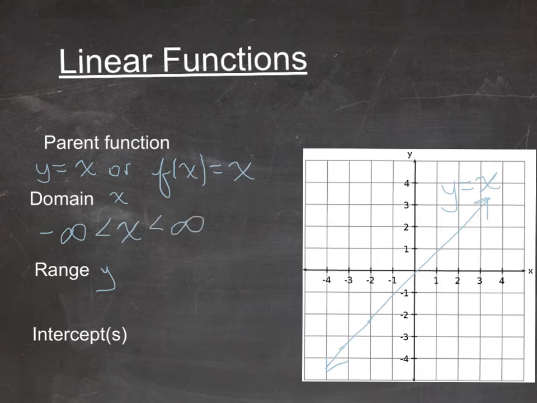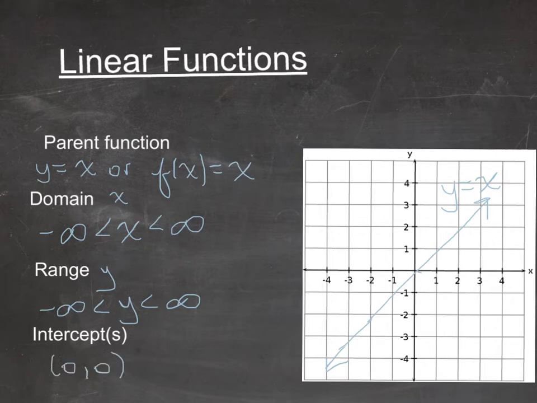Okay, and then my range is related to my y value. Same idea: if I were to draw a line from my graph to my y-axis, how far could I do that, remembering that my line is extending outwards in both directions. So again, my range is from negative infinity to positive infinity. And my intercepts, so where does my line cross the x or y axis? Well, it only has one intercept, and it's (0, 0).